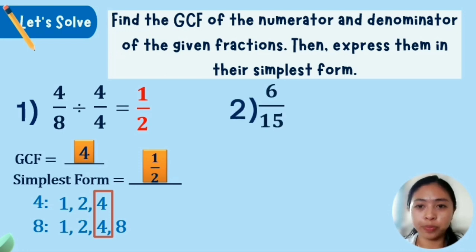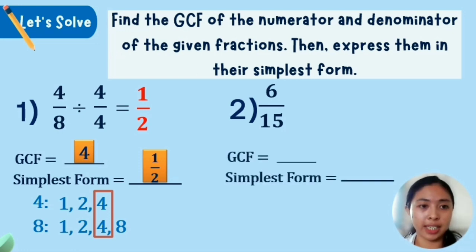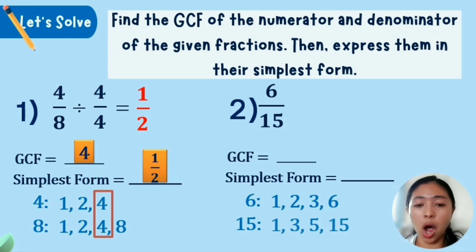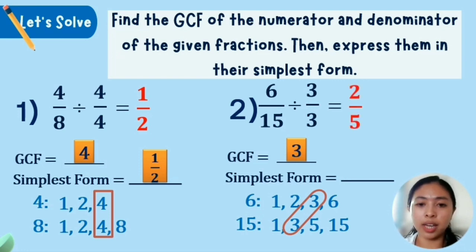For number 2, the given here is 6/15. Let's find the GCF of 6 and 15. First, let's find the factors of 6. The factors of 6 are 1, 2, 3, and 6. The factors of 15 are 1, 3, 5, and 15. The GCF of 6 and 15 is 3. So we divide them by 3. 6 divided by 3 is equal to 2, and 15 divided by 3 is equal to 5. So the simplest form of 6/15 is 2/5.